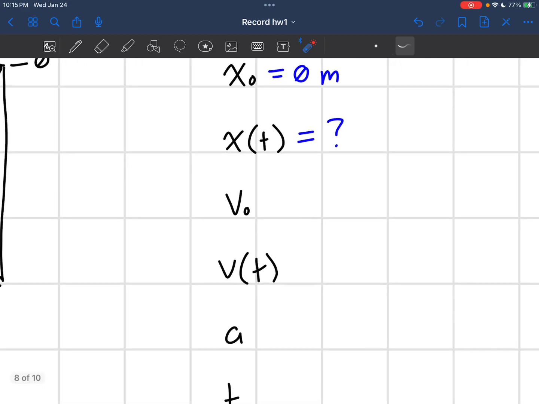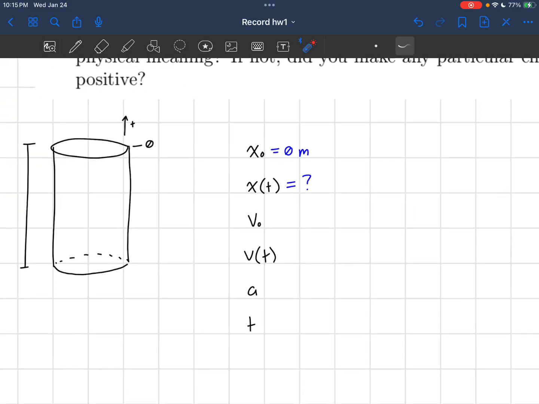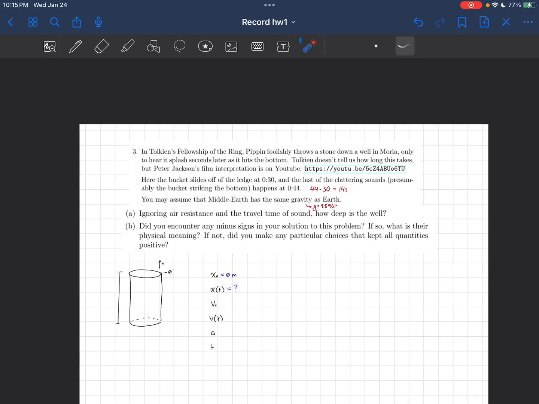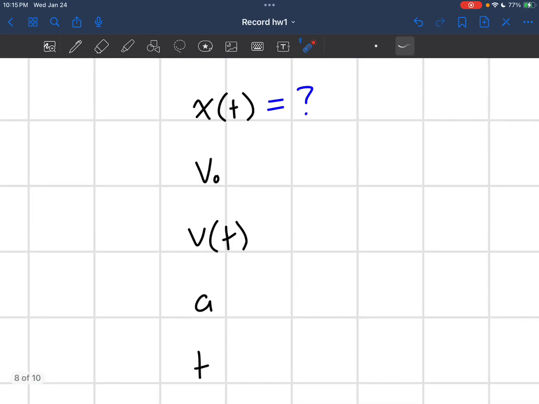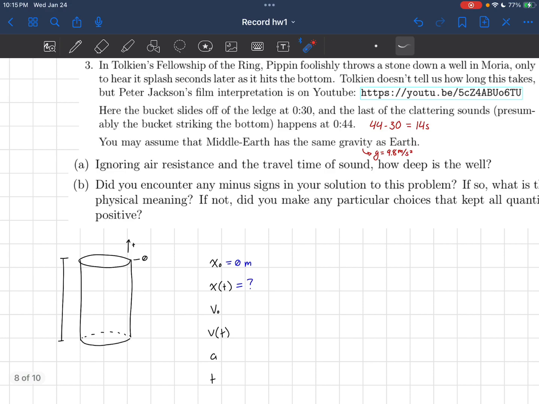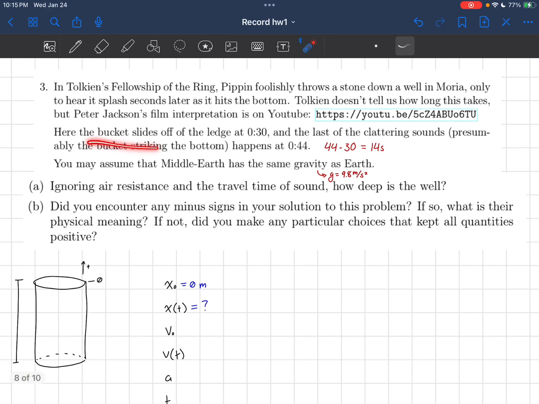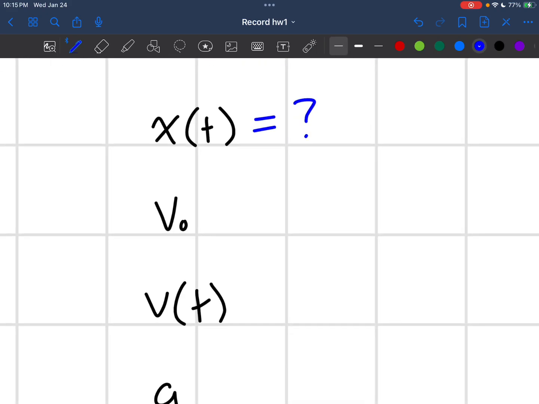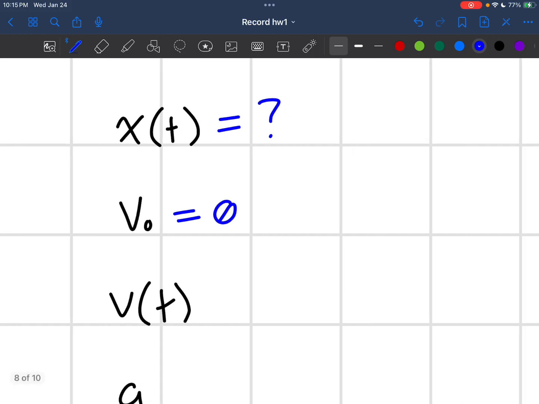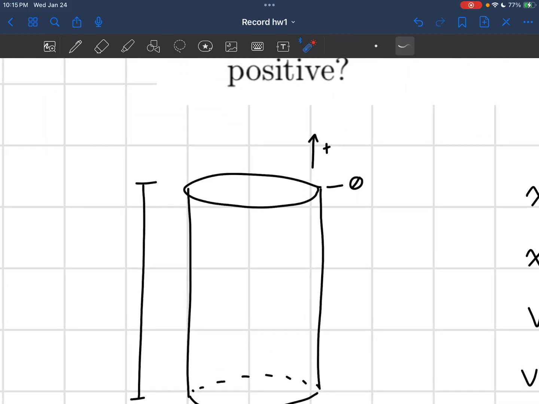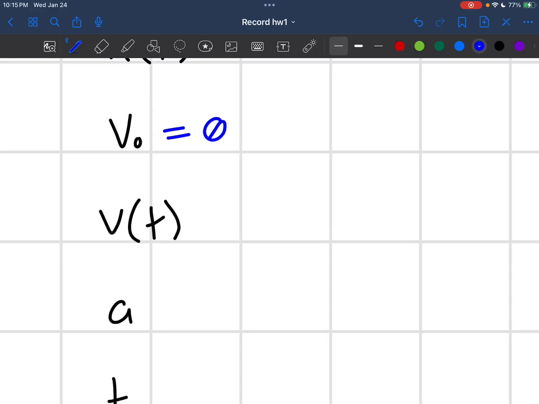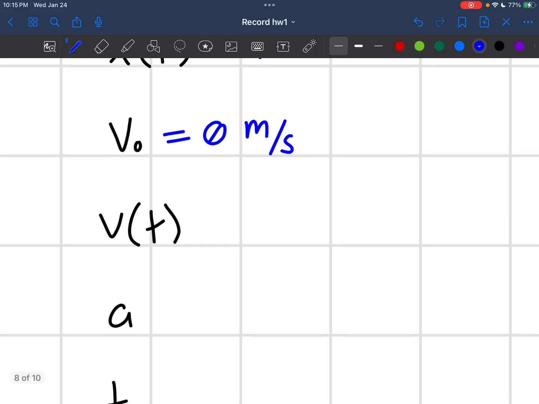Now I want to think about what else I know about my situation. I've found what I'm solving for and a little more information, but there are a lot more variables to parse through. We're told the bucket slides off the ledge, so I can assume my initial velocity is 0. It's not being tossed up in the air, and it's not being thrown down into the well. It's just sliding off and accelerating downwards. So my initial velocity is 0 meters per second.